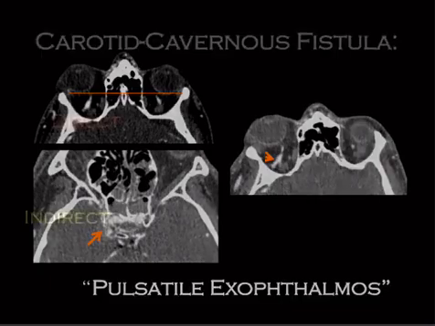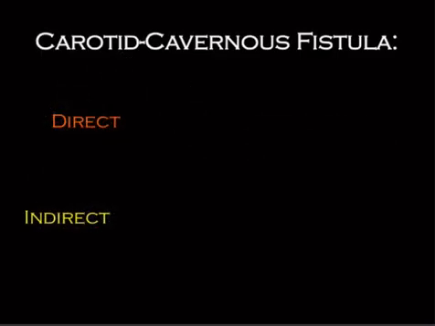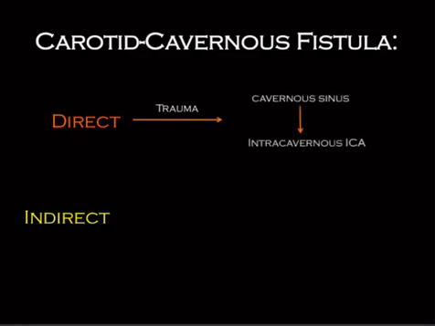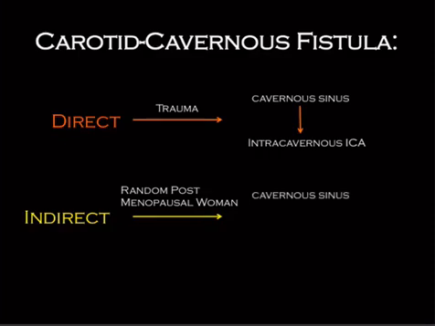Now, there are two types. Of course, this is all testable. The one you most commonly think about is the one I showed, which is the direct type. What does that mean? It means you have a trauma, and then you get a communication between the cavernous sinus and the intracavernous ICA. There's also another type, the indirect ones, and these are seen in random postmenopausal women. It's a communication, again, between the cavernous sinus and this time the external carotid artery through a meningeal branch.